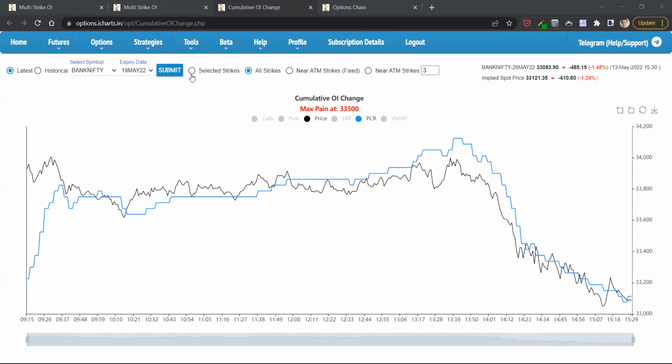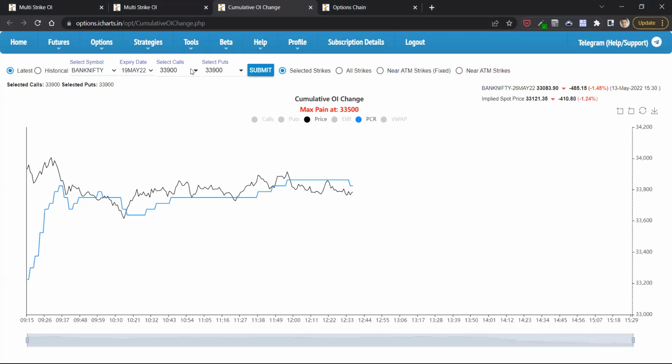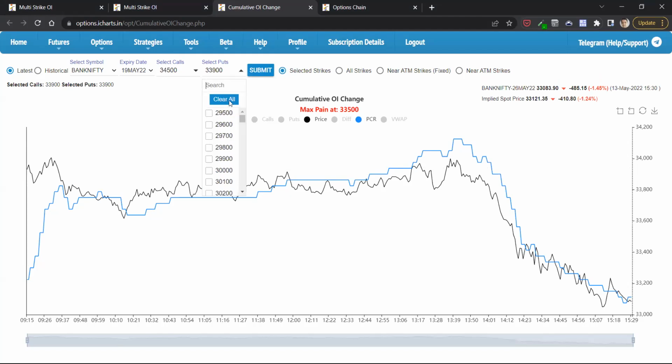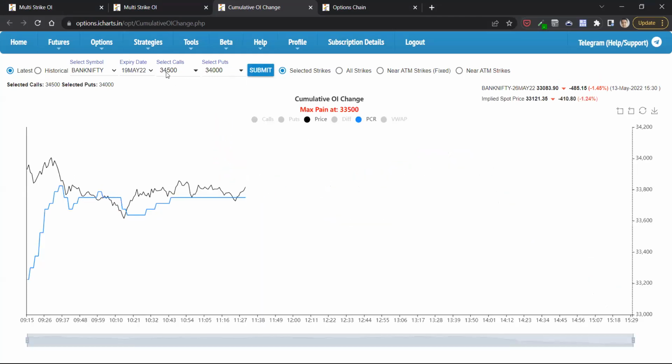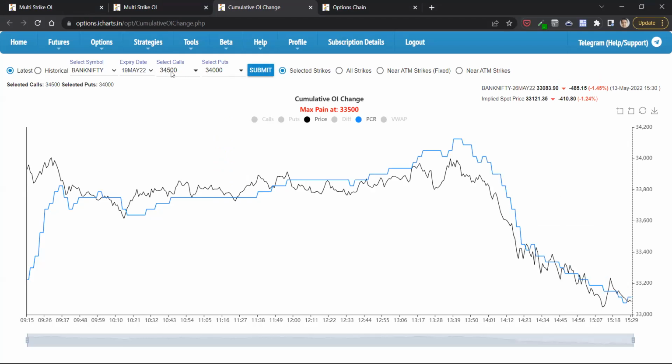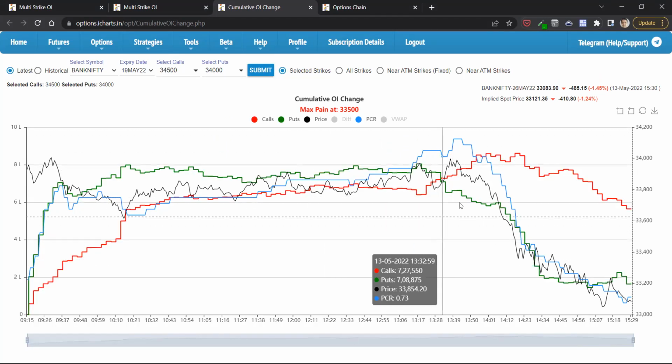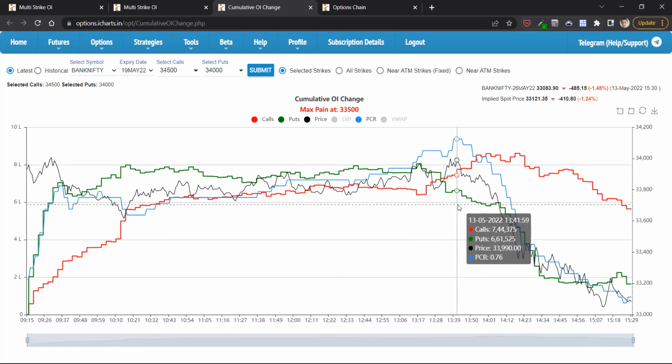Here you have selected which strikes? 34,500 CE and 34,000 PE. 34,500 call option and 34,000 put option. Okay, so you wanted to check this. Yeah, this is giving the signal a little early.